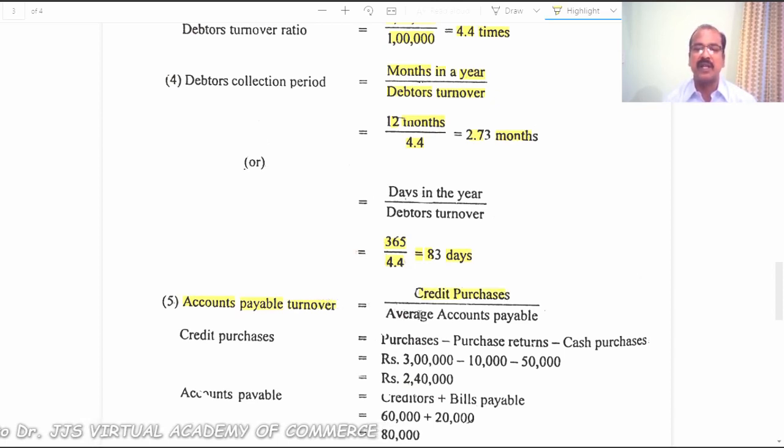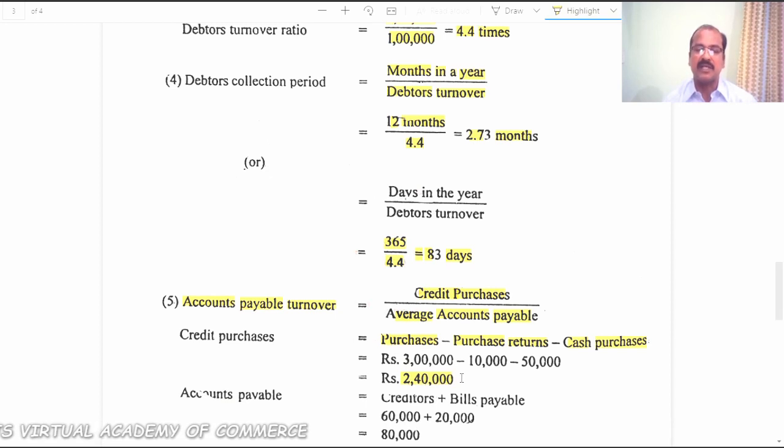Then the next ratio to be computed here is the accounts payable turnover ratio: credit purchases divided by average accounts payable. If you are unable to calculate average accounts payable, you can very well make use of the closing accounts payable with the given information. How to calculate credit purchases? Purchases minus purchase returns will give you net purchases. From that you subtract cash purchases. It will give you the credit purchases.